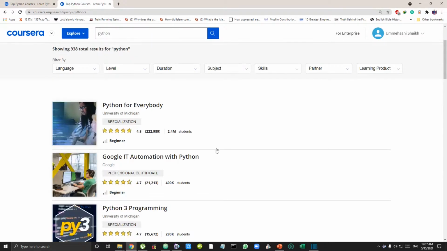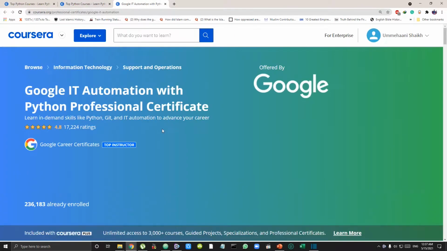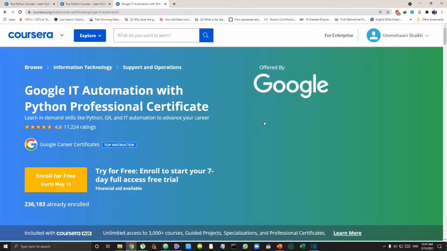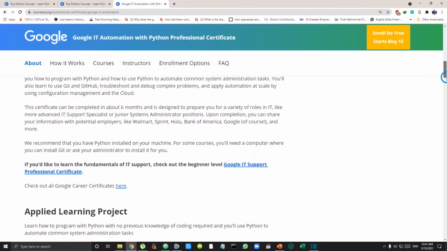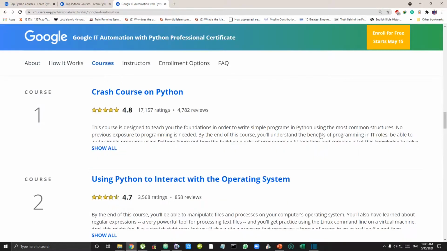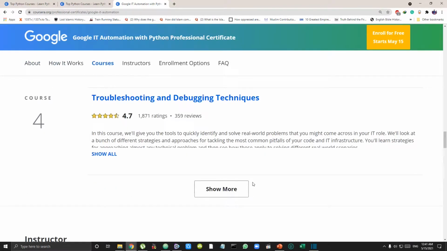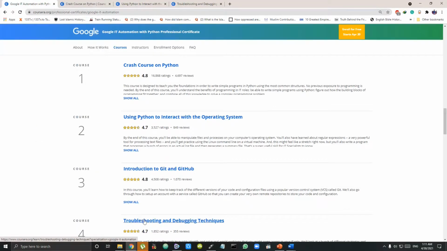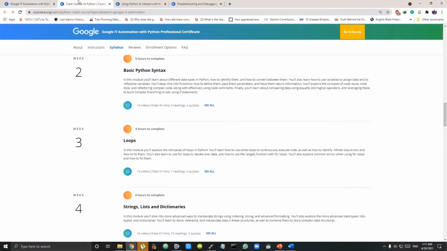The next one is the Google IT Automation with Python Professional Certificate, which is another in-demand certificate. In this, we will be talking about the first, second, and the fourth course, which is the general Python. Fifth and sixth are mostly automating with Python. Now, what does this course cover? Python from beginner level to advanced.